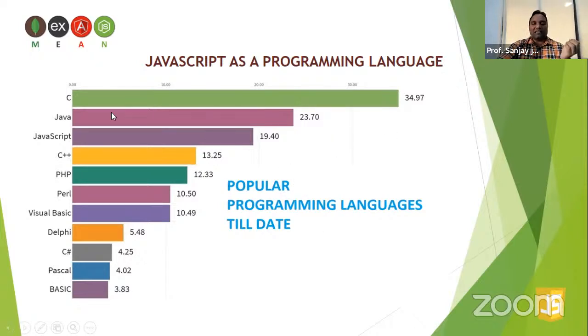So C is there, and C is always going to be there. C is the most used programming language. Then second, you will see Java, and then surprisingly, you will see JavaScript. JavaScript is there in the market, and it was in the market, and it is going to be there in the market. It is a long runner.